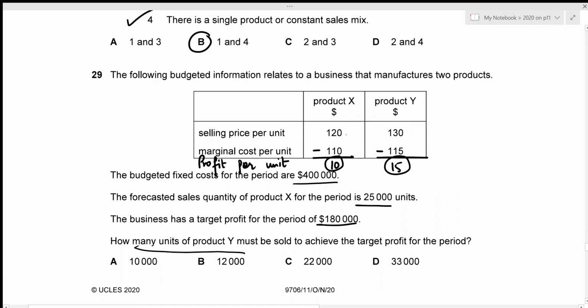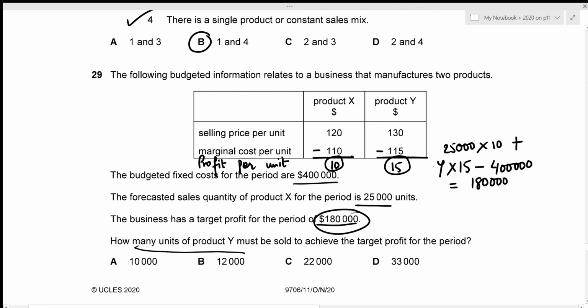So let's start with these values. For product X, we are producing 25,000 units, and each unit is going to produce 10 as the profit or contribution. Then for product Y, we need to figure out the number of products, right? So that is the variable Y times 15 per unit. Then we have the fixed cost, which obviously should be subtracted in order to figure out the profit. So that's going to be minus 400,000. And we're told that this gives the profit of 180,000.